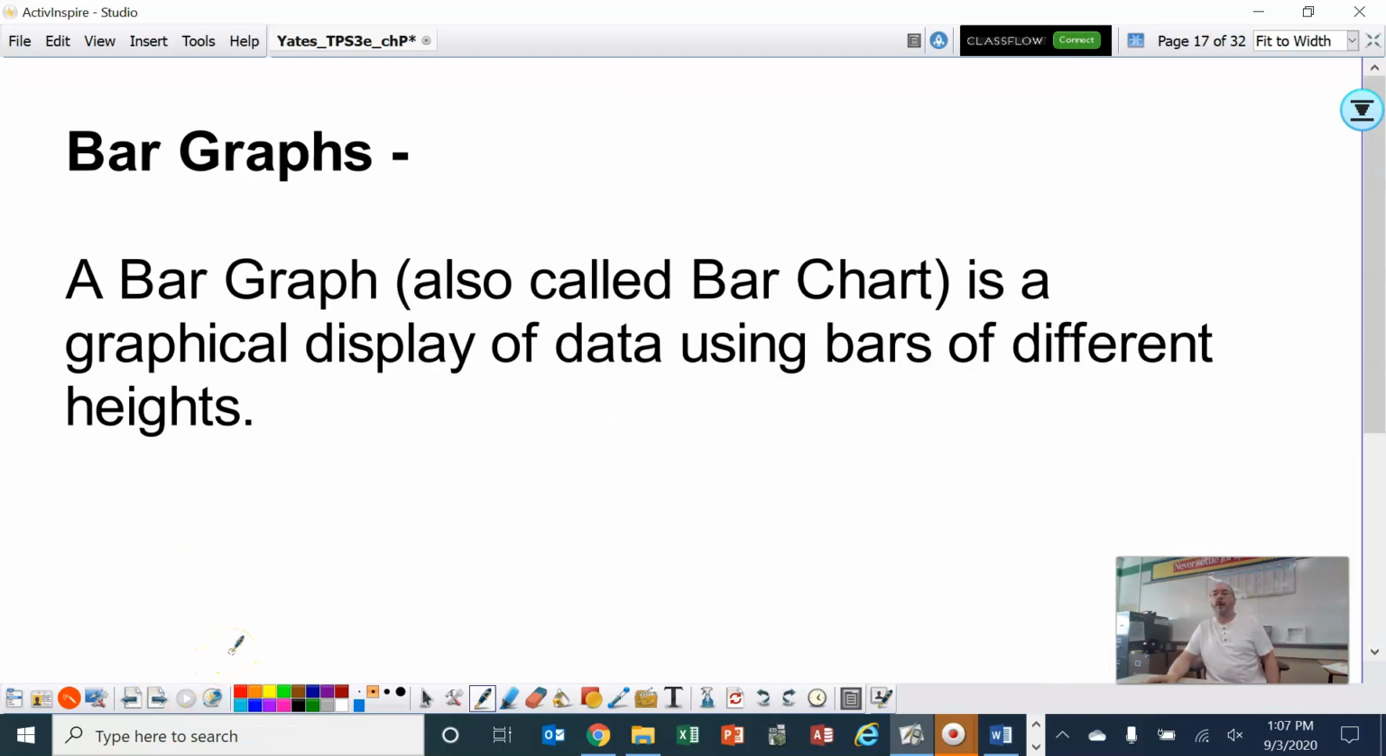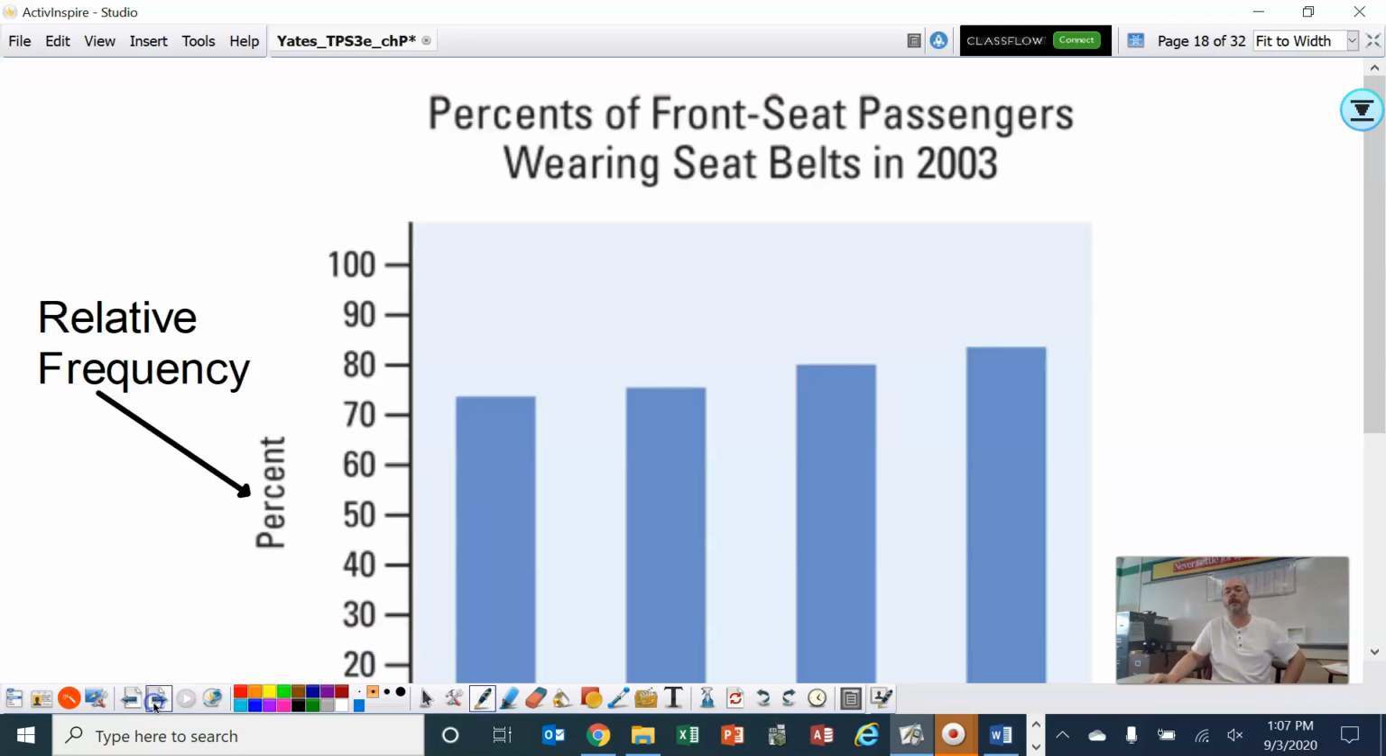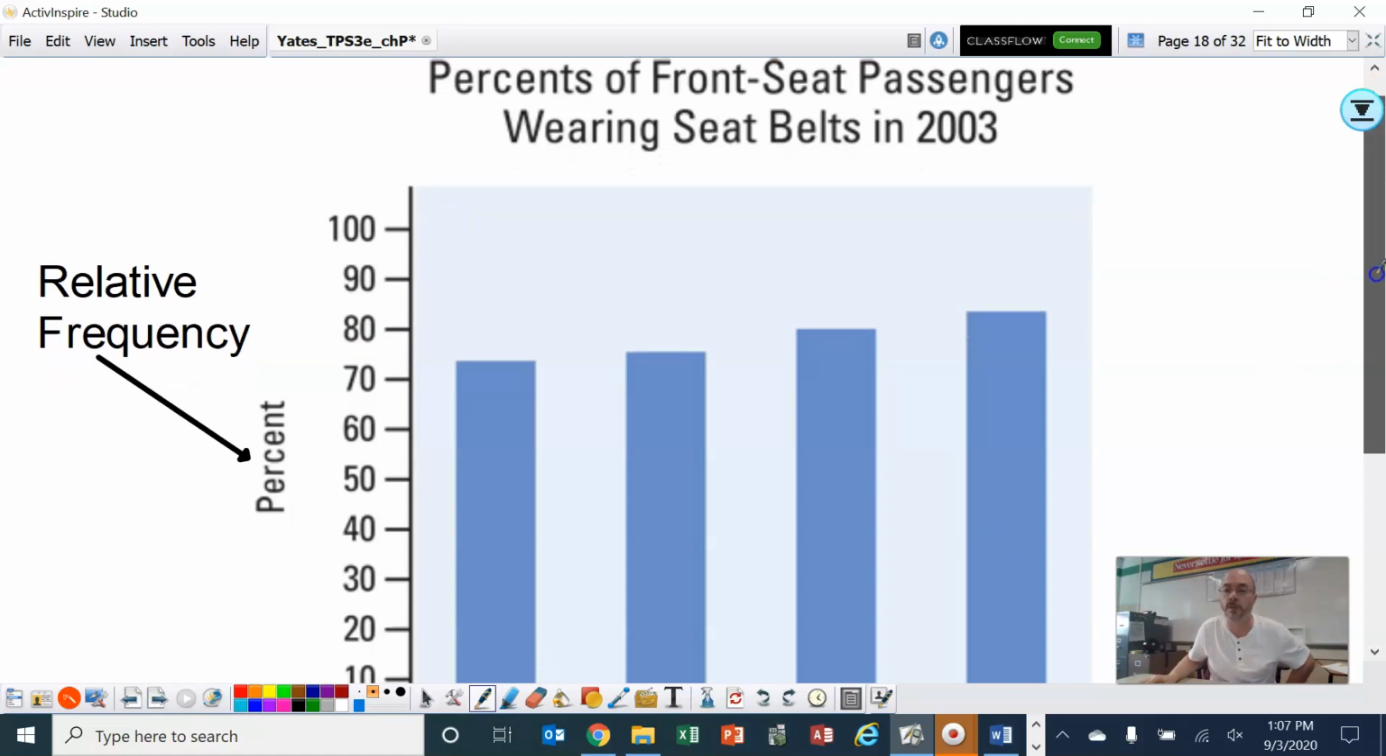All right, let's talk a bit about bar graphs. A bar graph, also known as a bar chart, is a graphical display of data using bars of different heights. You should know that. Here's an example of one. Again, these are in your book, ladies and gentlemen. Again, look through your book, read.